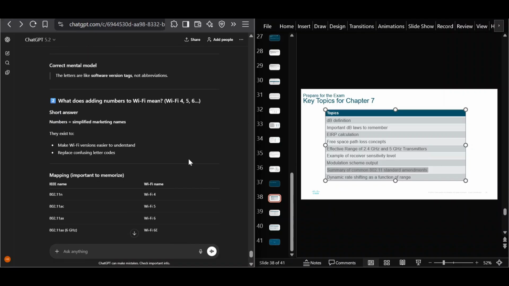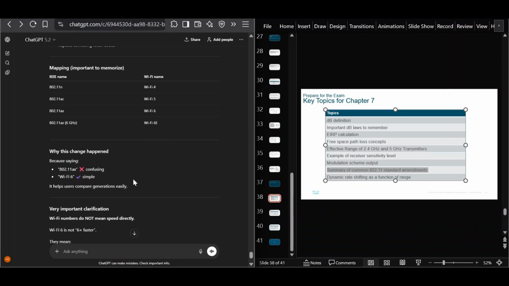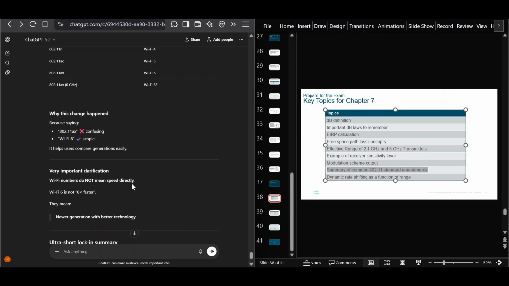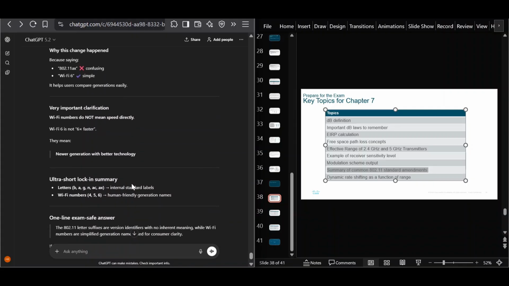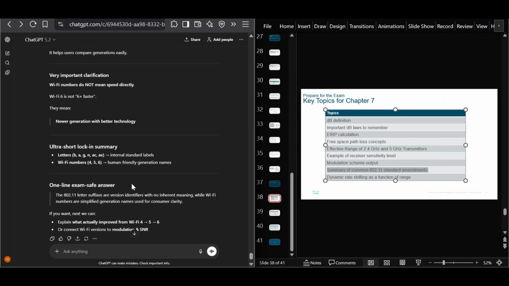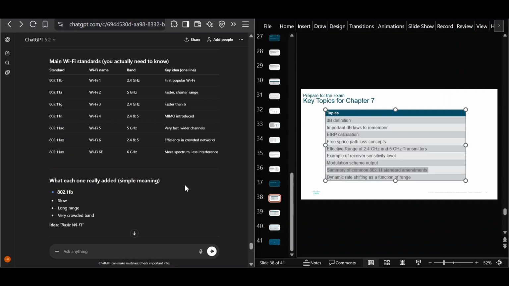What do the numbers in Wi-Fi mean? Wi-Fi numbers are simplified marketing: Wi-Fi 4 for 11n, Wi-Fi 5 for AC, Wi-Fi 6, 6E. Why is this changing? Simple. Generation numbers mean newer, better technology, while the internal standard names stay, and the Wi-Fi number is human friendly. Okay. Now I understand some part. Faster than B, faster. So this is 2.5, improving the 2.5 gigahertz.